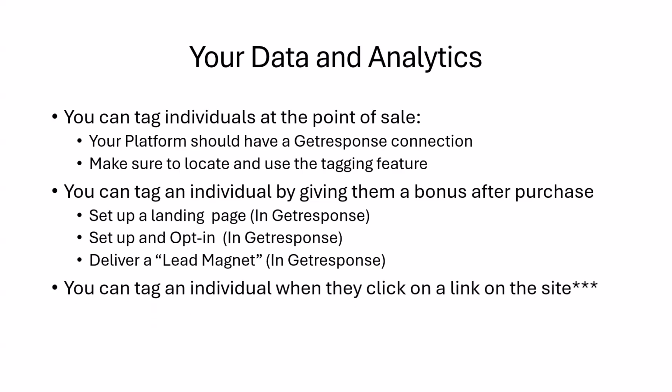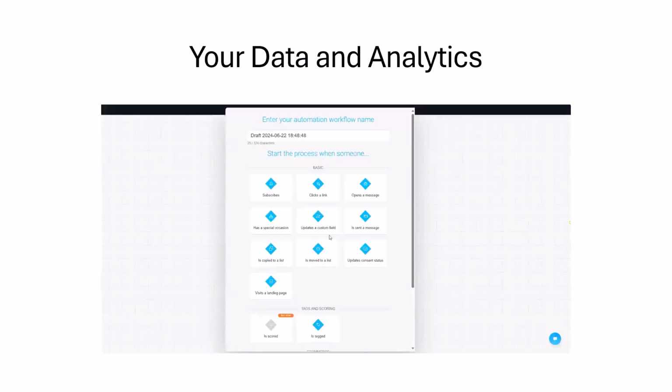Right now, you can also tag an individual when they click a link on a site that typically requires an upgraded account. And I'll show you that here. You'll see here that when an individual subscribes, or clicks a link, these are the things that will set something in motion. So all of these are things that we can use to start setting things off and get an individual into a specific action. That is what a workflow will do for you, right?